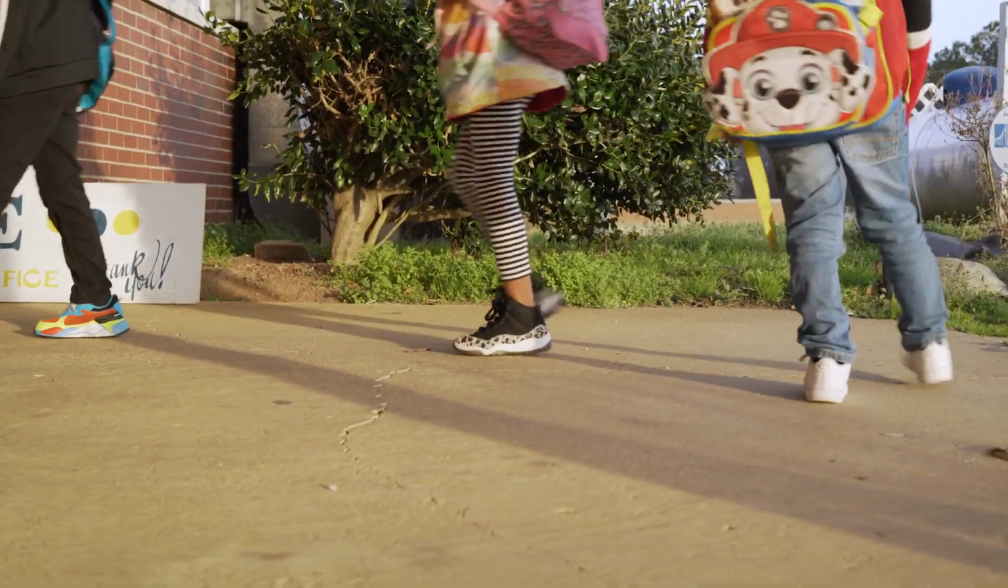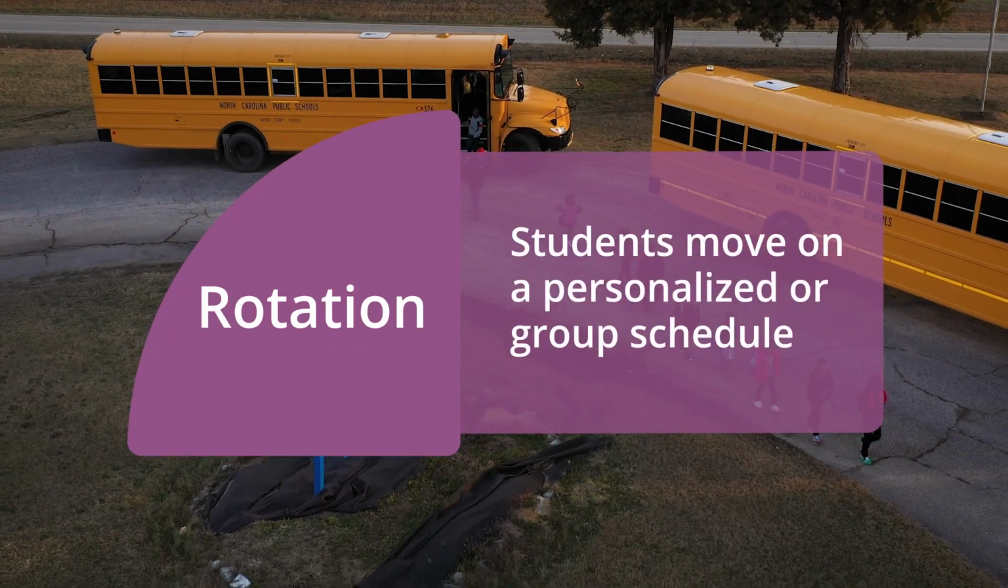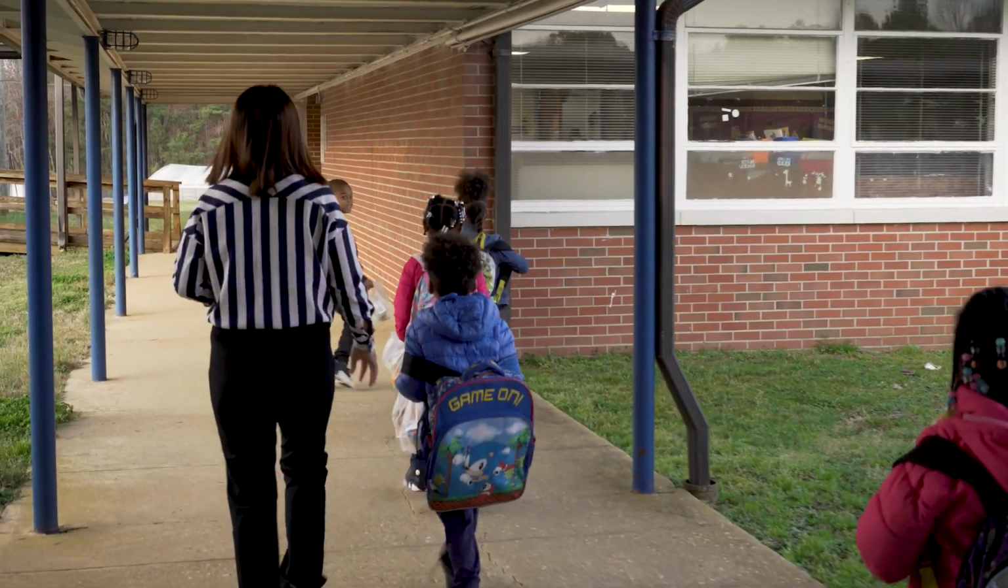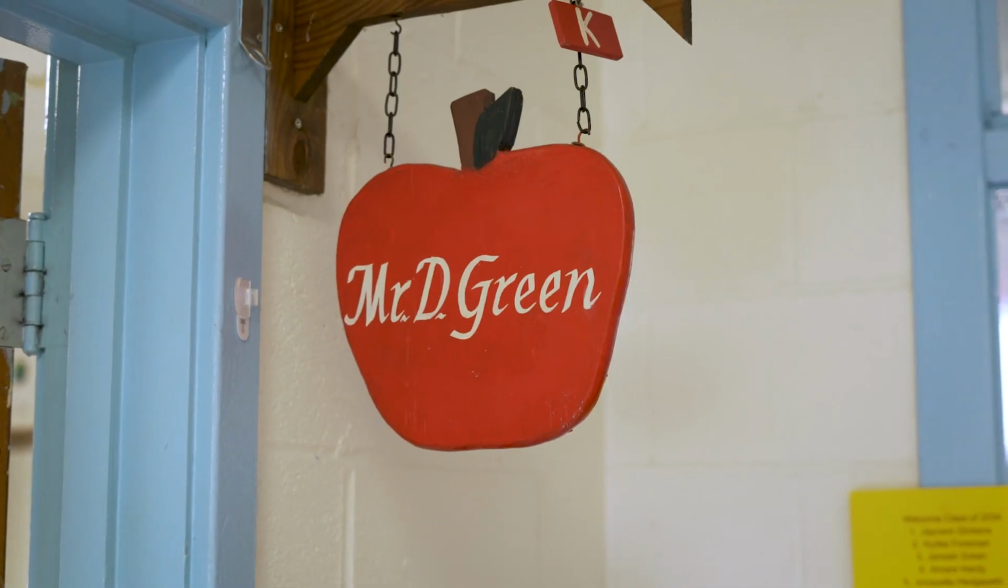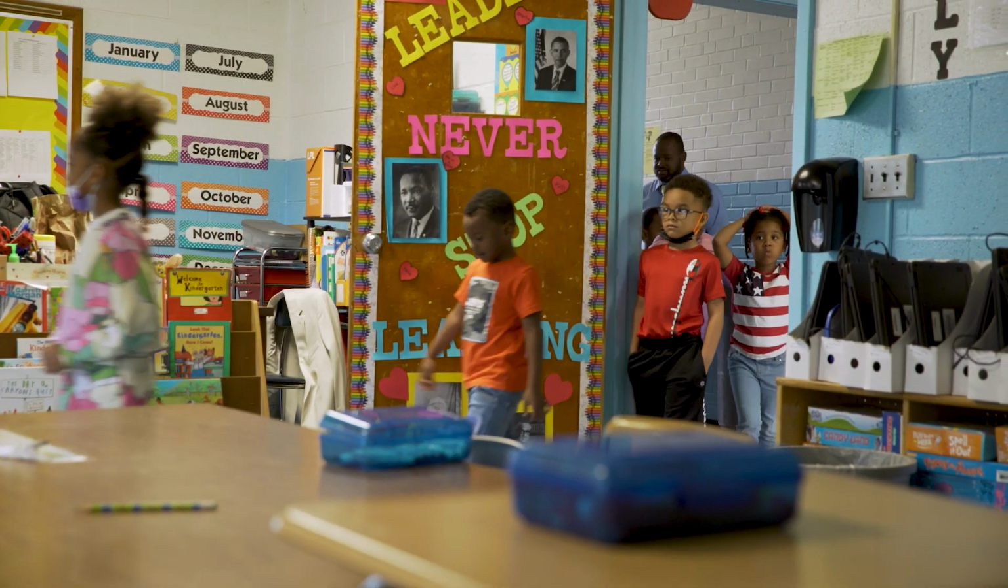The rotation model is the most widely known blended instructional model. In the rotation model, students rotate on a fixed schedule or at the teacher's discretion between learning modalities, at least one of which is online learning. Let's take a look at how a North Carolina kindergarten teacher uses the rotation model to personalize learning for their youngest learners.